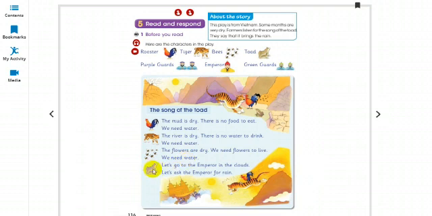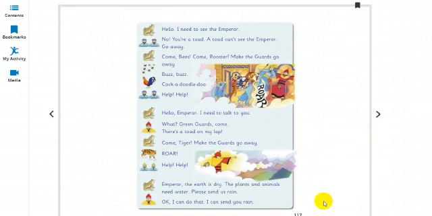Now the toad solves this problem by saying, let's go to the emperor. So here is the emperor who lives in the clouds, in the sky, up in between the big clouds. And the toad says to these animals, let's go in the clouds to meet the emperor and ask for rain. The emperor is the one who lives in the cloud and gives rain. So now let's move on to page number 117 and continue the story.